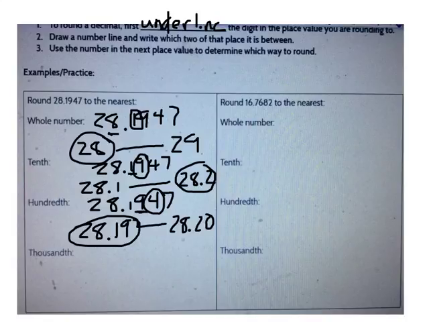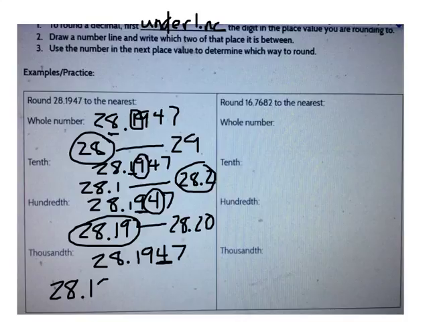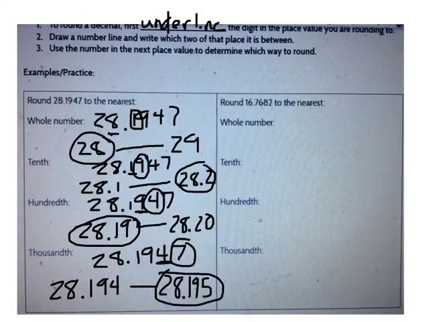Now let's round to the nearest thousandth. Which digit is in the thousandths place? The 4 is in the thousandths place, so I know this is between 28 and 194 thousandths, and 28 and 195 thousandths. Which way does the 7 tell me to round? It's closer to 28 and 195 thousandths. 7 is greater than 5.